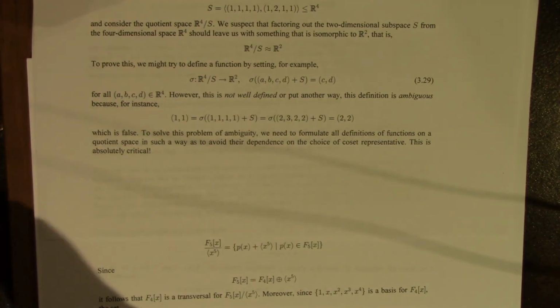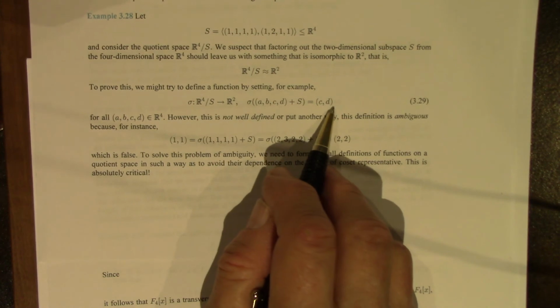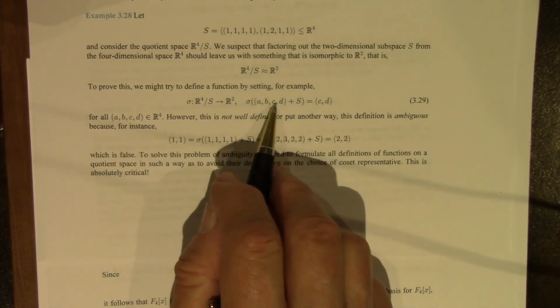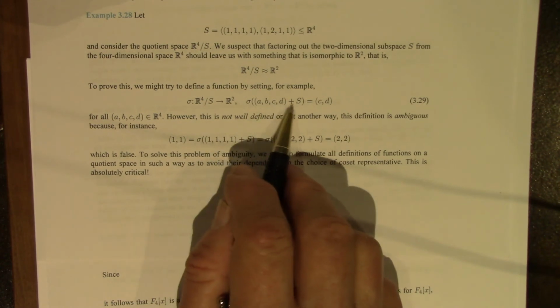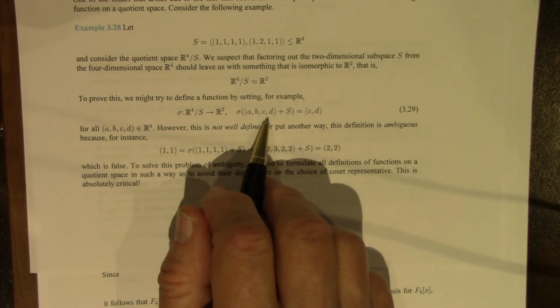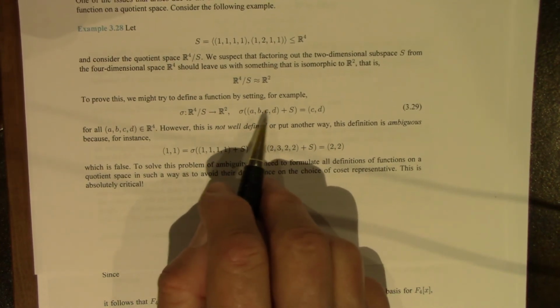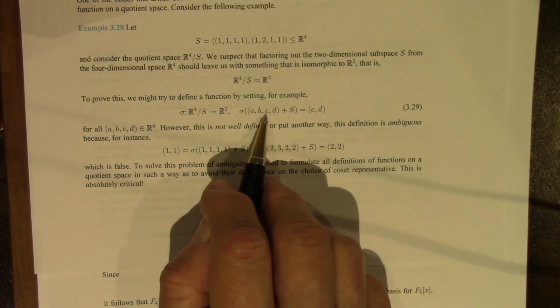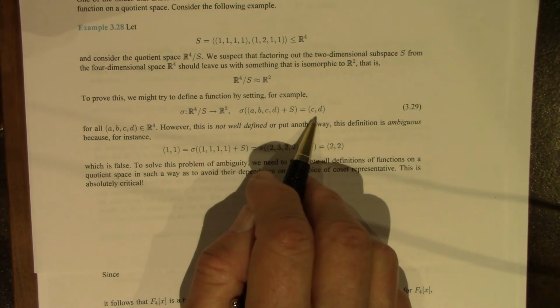Obvious nonsense. And the problem is that this definition of sigma uses coset representatives, which in itself is not the problem. The problem is that the definition depends on which coset representative you pick. That is fatal.